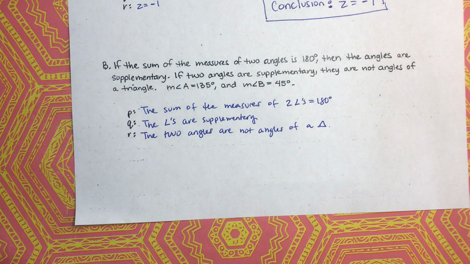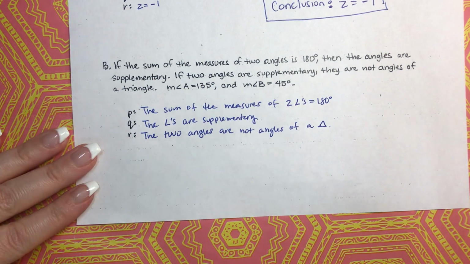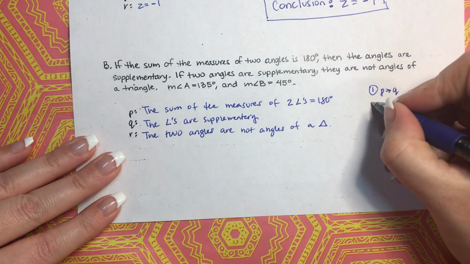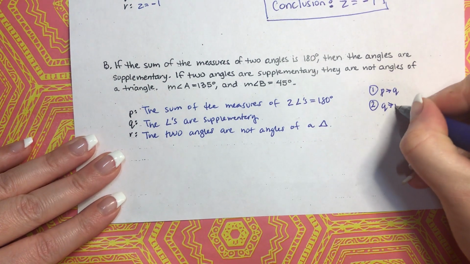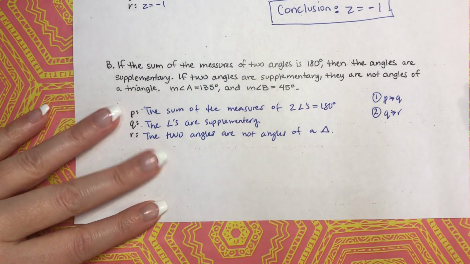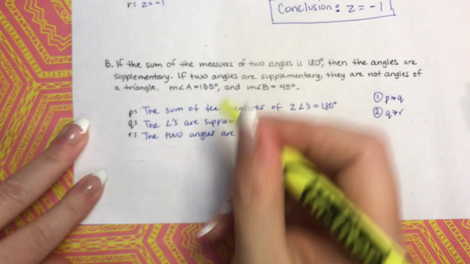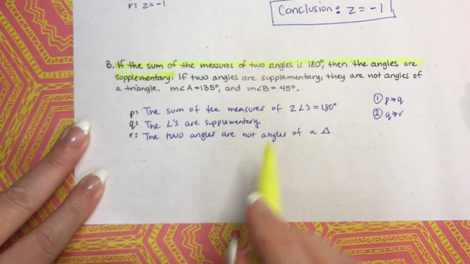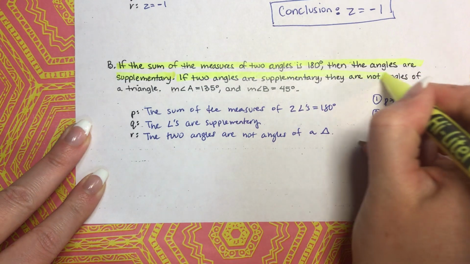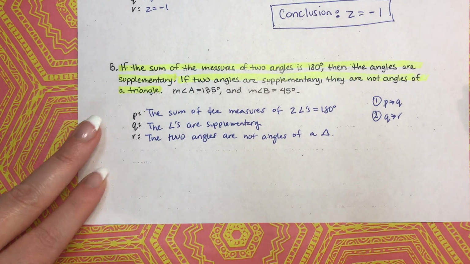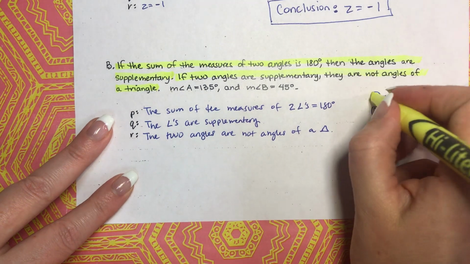Okay, so let's see. We have the first thing, P to Q, right? The second thing is Q to R. Those are our first two sentences. This is our P to Q, and this is our Q to R. Okay, so those are our first two.